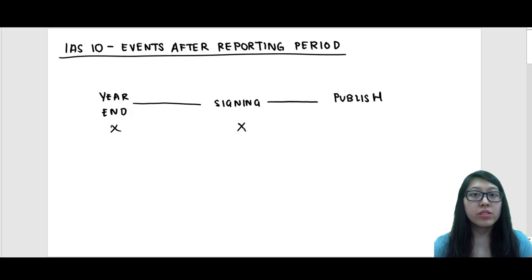The signing of the financial statements, this could be the signing of the auditors and the shareholders and the management and so on. So this is going to take place before the financial statements are actually published to the public, and only those events are allowed to be included as a justification to our year-end financial statements.